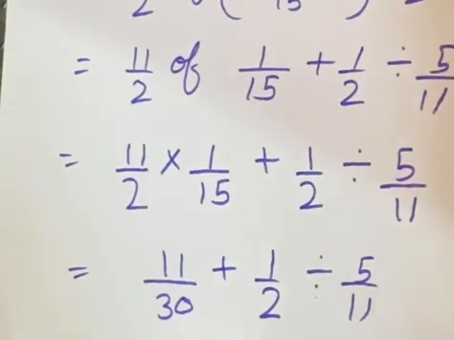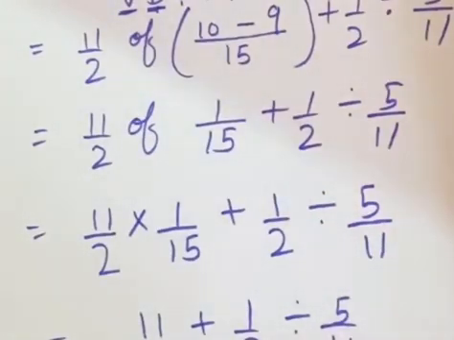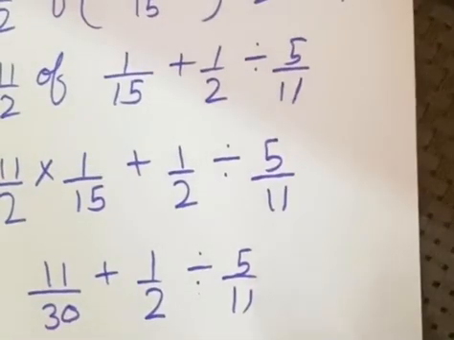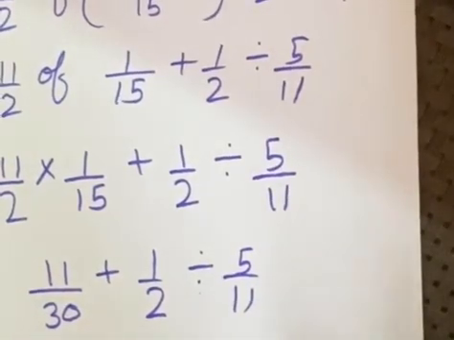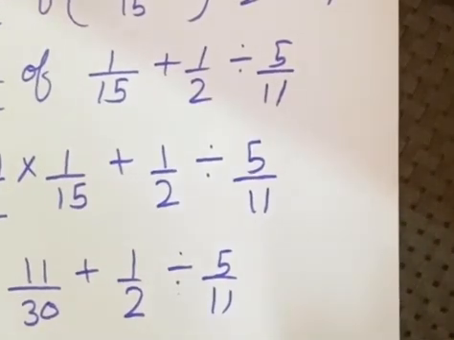So 30 into 30, 30 into 1 is equal to 30. So multiplying with 1, that is 11, plus 10 into 3 is equal to 30. So we will multiply this 11 with 3, that is 33. What we will get? We will get 44 by 30. And after cutting, we will get 22 by 15.